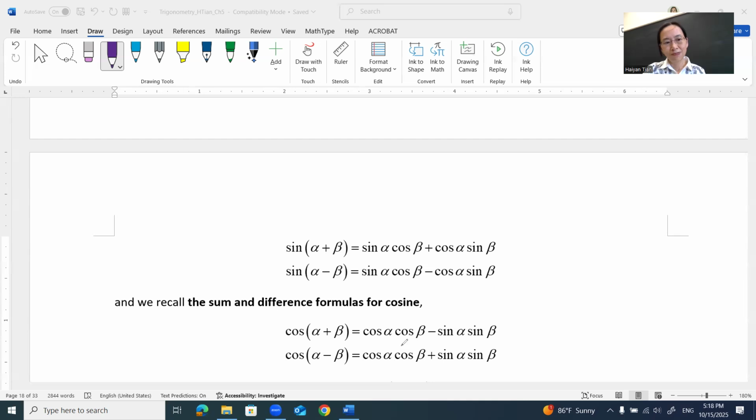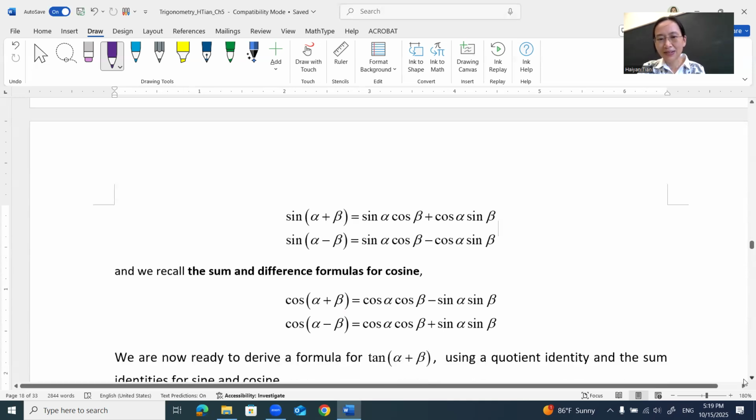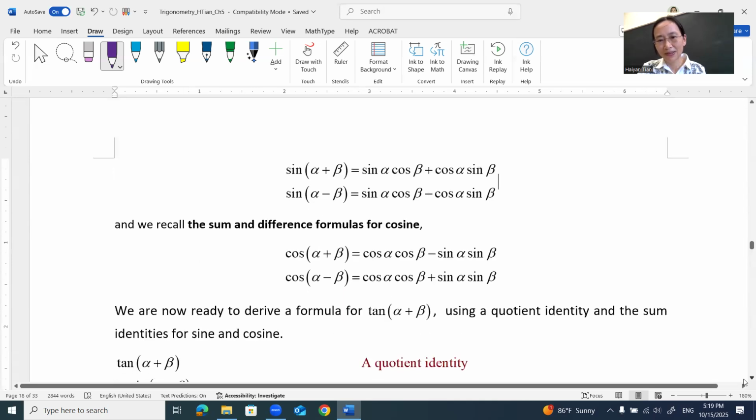So this is different from the cosine formula. You see that there is the product of two cosines together. So be aware of the differences in the formulas when you apply them. Do not make a mistake, because there are some similarities and also differences.